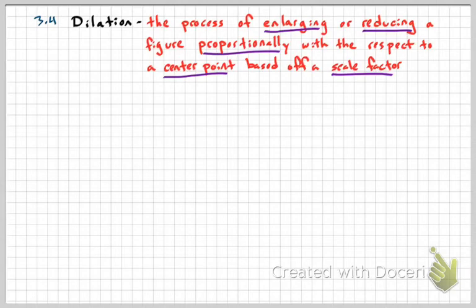So dilation is the process of enlarging or reducing a figure proportionally with respect to a center point based off a scale factor. Now, when we dilate, what you have to understand is we're not just making something bigger. We're making something bigger or smaller based off what is called a scale factor. So what the scale factor determines is how much bigger or how much smaller we are making our figure. But it's also important because every single side of our figure has to either increase or decrease by the same amount. We call that keeping it proportional.